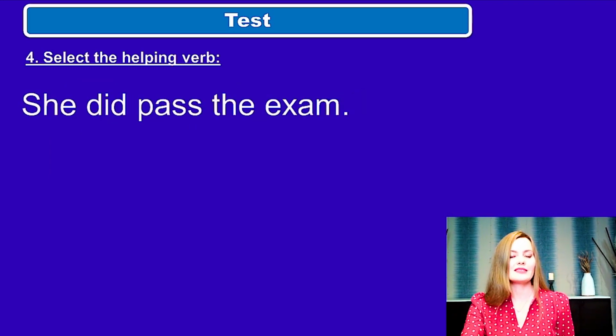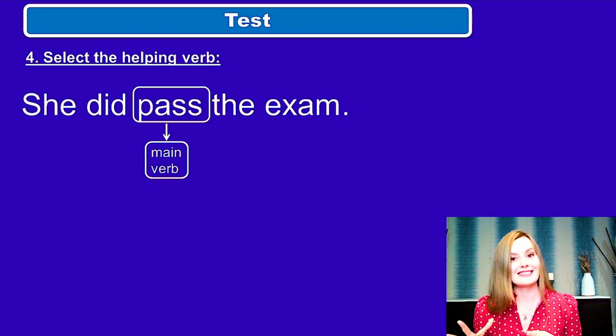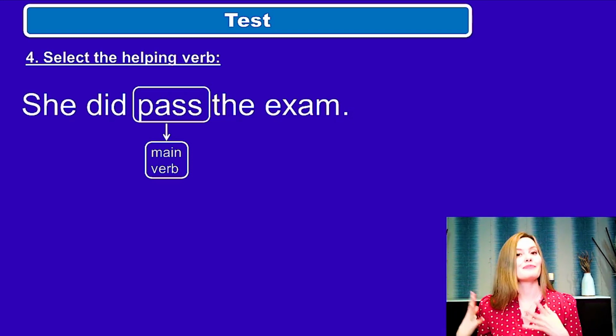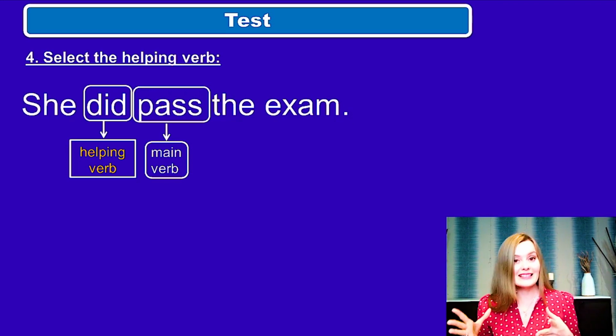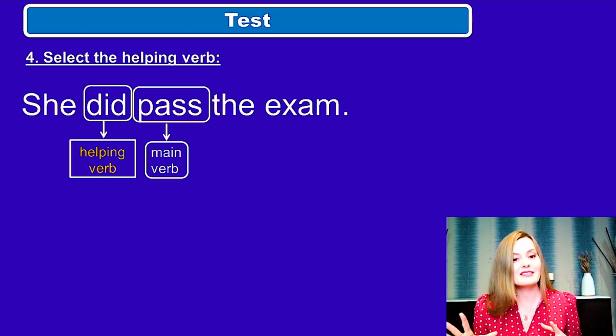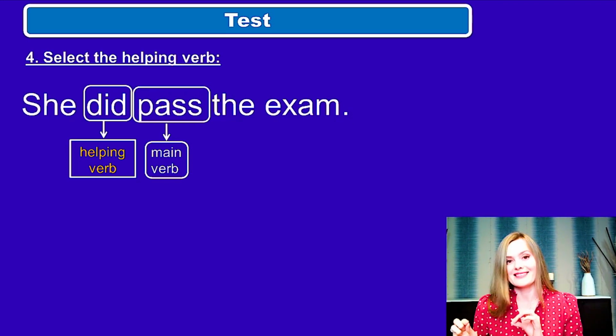Okay, how about in this sentence? She did pass the exam. Pause the video. Okay, pass is the main verb. And which verb emphasizes that she actually did it? That she actually passed the exam. Of course, the helping verb is did, and in this sentence, it is used to emphasize the main verb pass. She did pass. She actually did it.